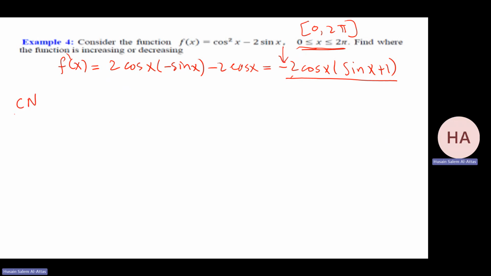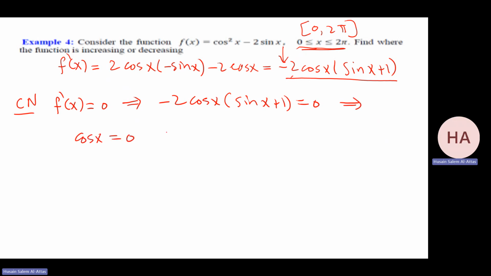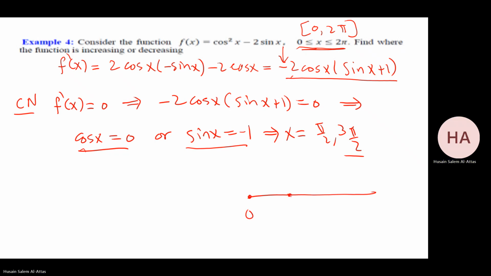So I'll find critical numbers. F prime equals 0. So I have minus 2 cosine x times sine x plus 1 equal to 0. That implies I have cosine x equals 0 or sine x equal minus 1. So I have x equal pi over 2, 3 pi over 2 from this, and when sine x equal minus 1, it's 3 pi over 2. So that's it. So we'll make the number line. I have 0, pi over 2, 3 pi over 2. This is 2 pi.